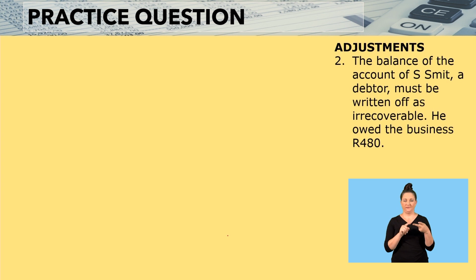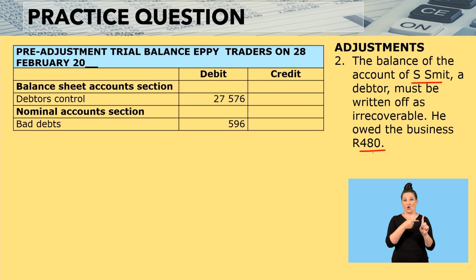Adjustment number 2 reads: the balance of the account of S. Smith, a debtor, must be written off as irrecoverable. He owed the business $480. The moment an amount is to be written off as irrecoverable, that means we are talking of bad debts. In our pre-adjustment trial balance, we have debtors control and bad debts.